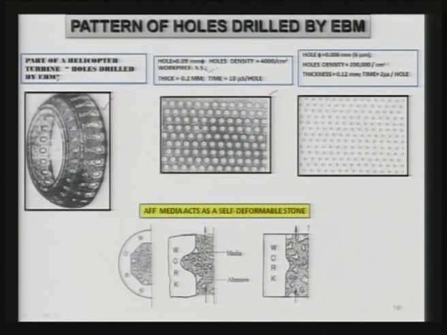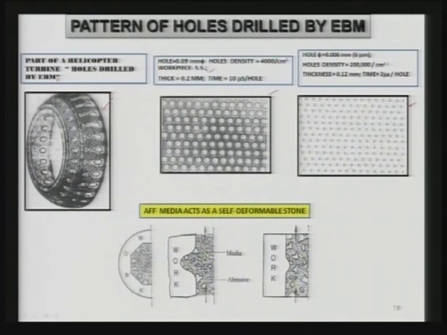Now, how to drill these kinds of holes? They can be drilled only by electron beam machining process, but if you require holes of even smaller size, then you can go for 6 micron size holes, where the density in this particular case is 200,000 holes per square centimeter, and the thickness of the sheet is just 0.12 millimeter, and the time taken for drilling each hole is 2 microsecond per hole. So, you cannot use many processes for such kind of application.